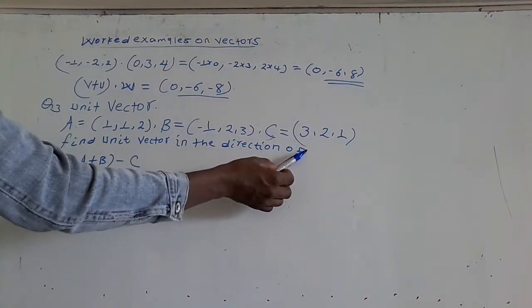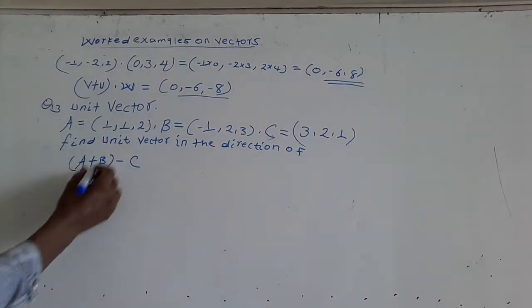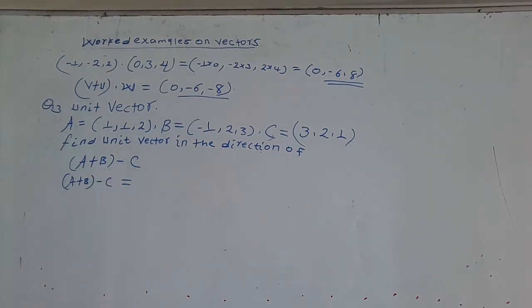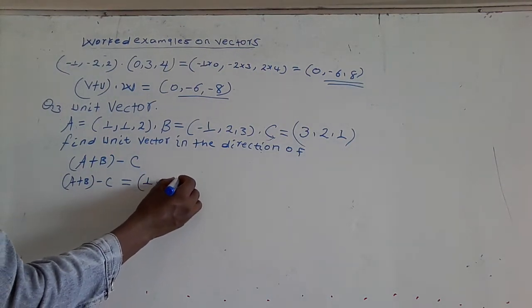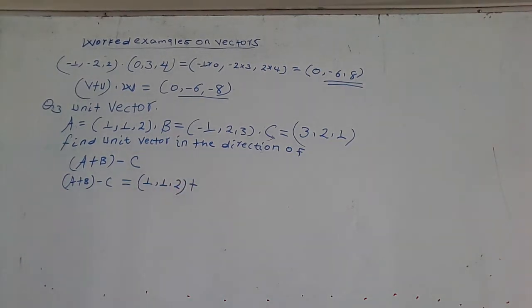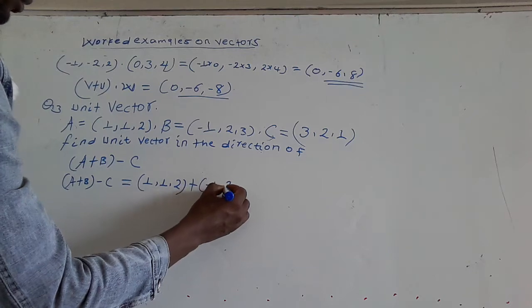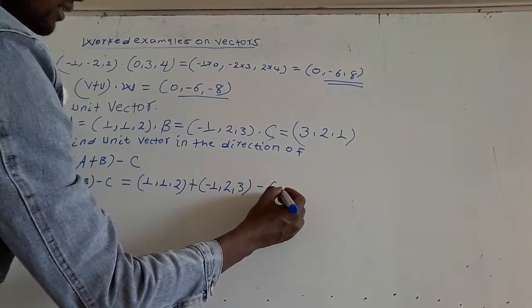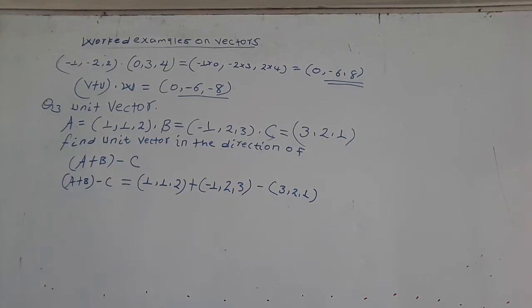So simply, first we have to find this vector: A plus B minus C equals vector A, 1, 1, 2, plus B, minus 1, 2, 3, minus vector C, 3, 2, 1.